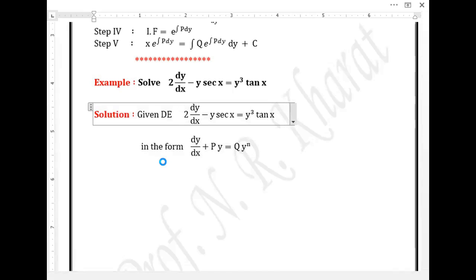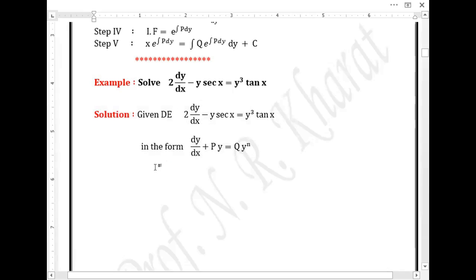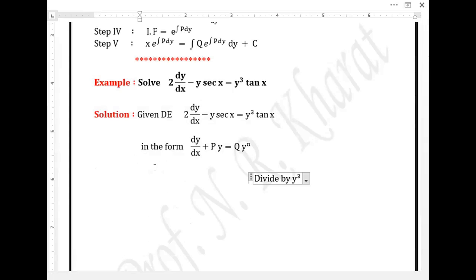The 2 is extra here. 2 is the coefficient of your dy by dx. We can make the conversion into 1 by dividing the entire differential equation by 2. We have to divide the given differential equation by y raised to 3.